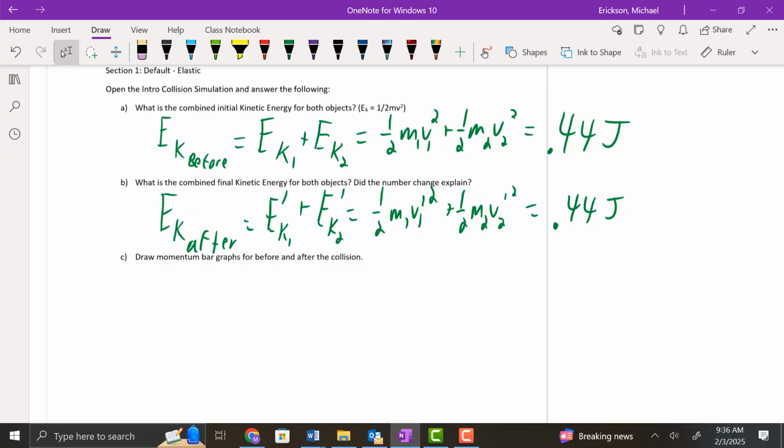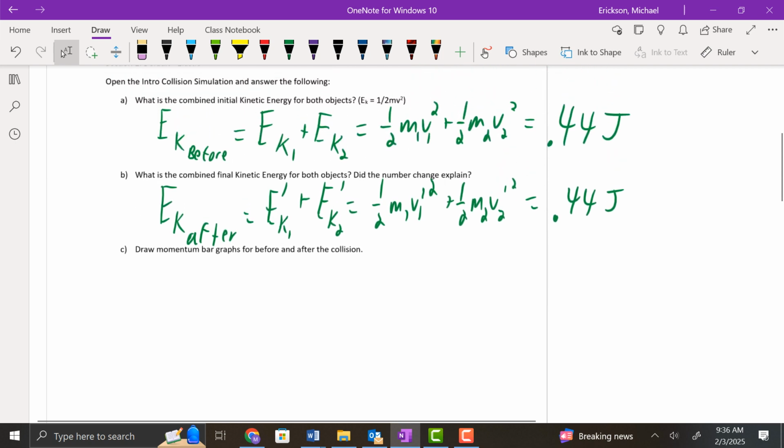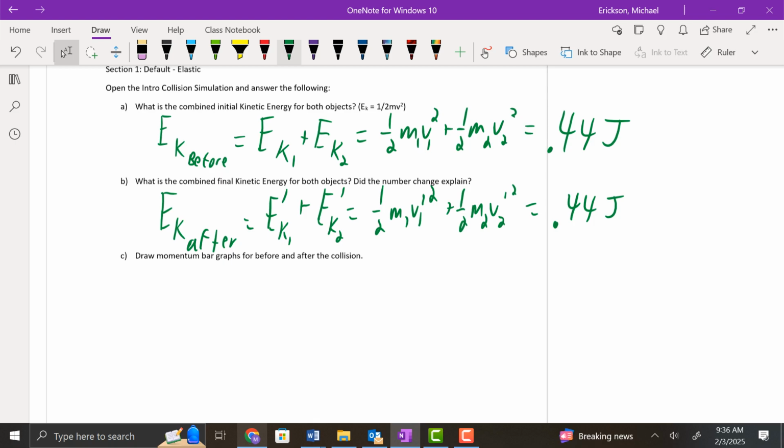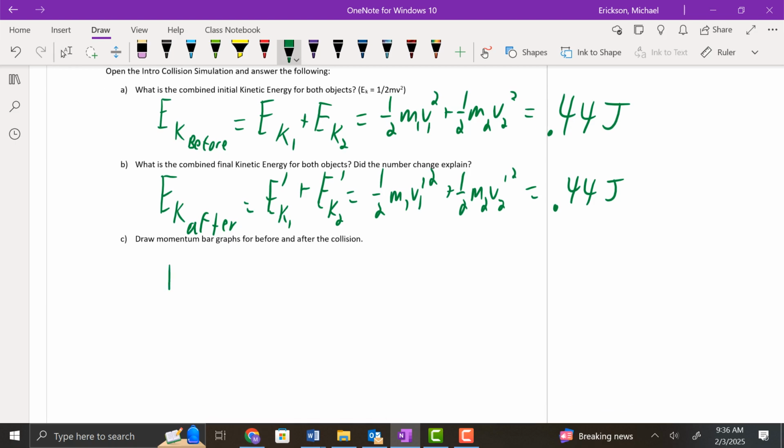So what's happening here? Essentially, these objects hit each other and our energy is conserved, which is what we're used to from the previous unit. In the previous energy unit, we dealt with that. Now I'm going to look at momentum. I'm not going to do the full bar charts, but I'm going to write out my momentum equation.